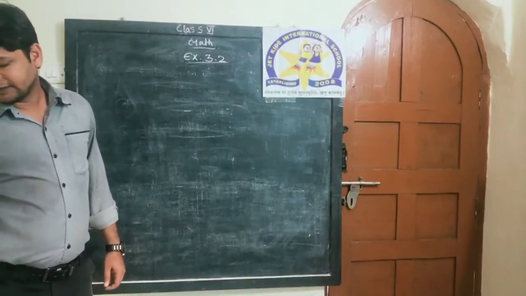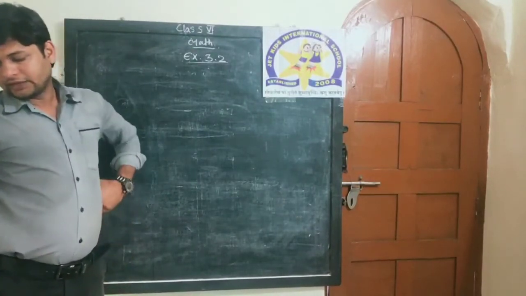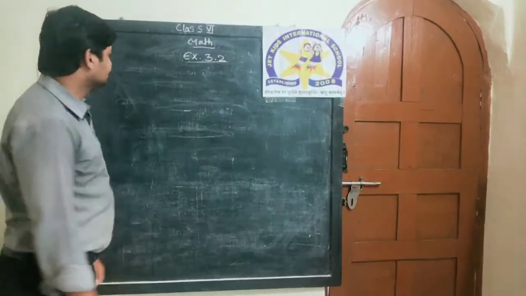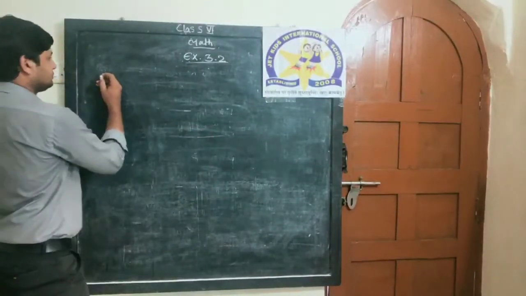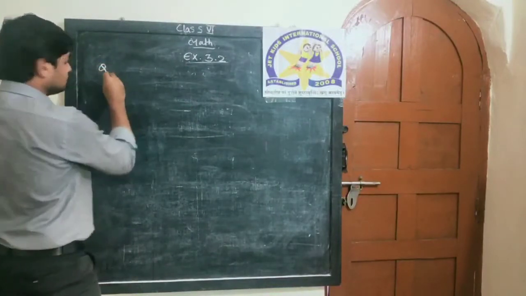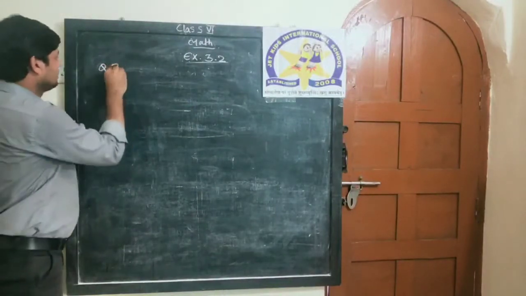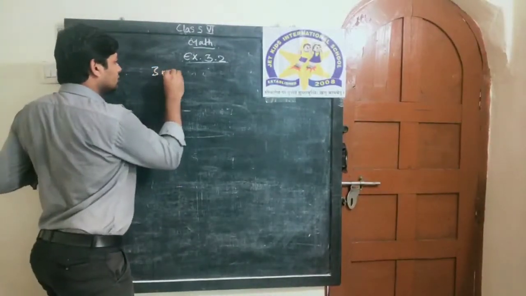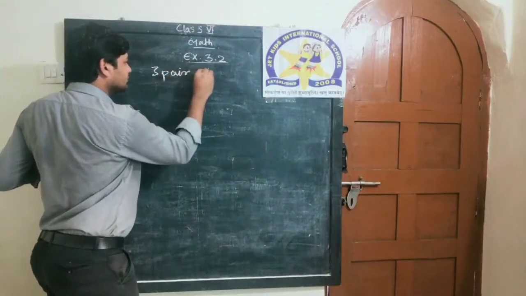Question number 7 is: give 3 pairs of prime numbers whose difference is 2. Question number 7. Give 3 pairs. How many? 3 pairs of prime numbers.